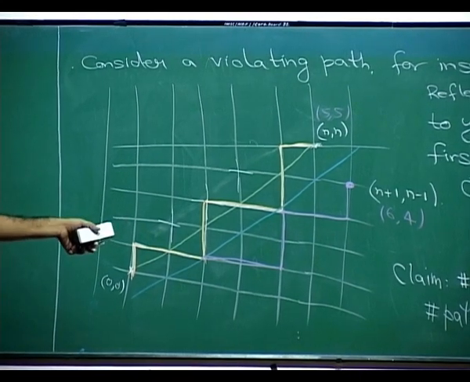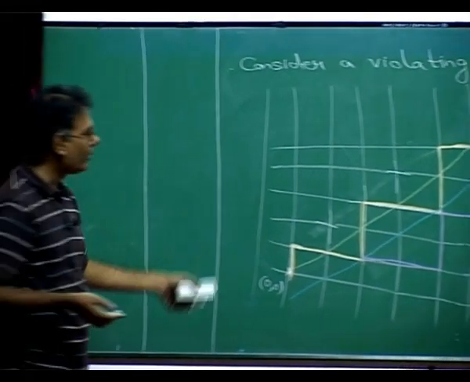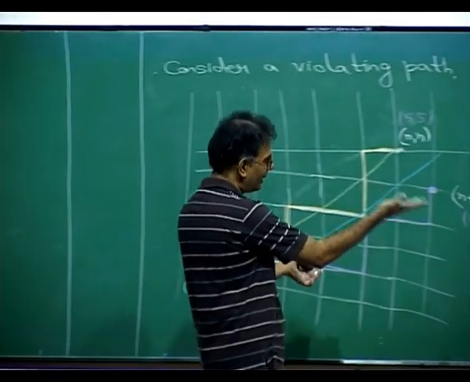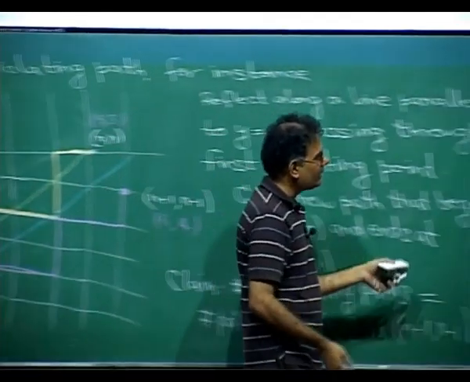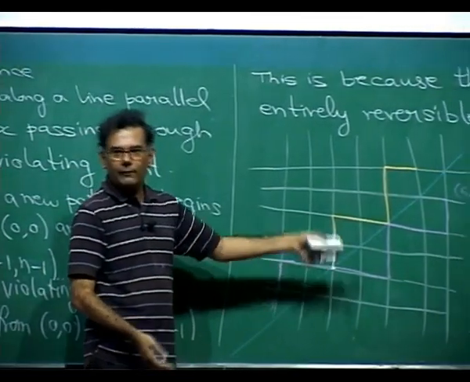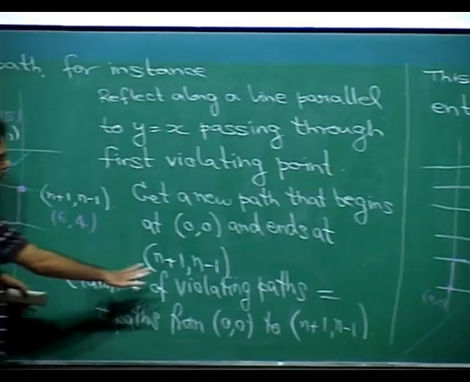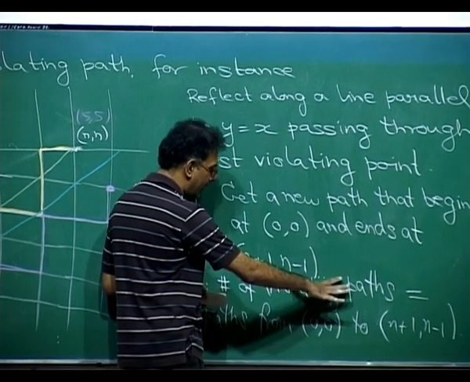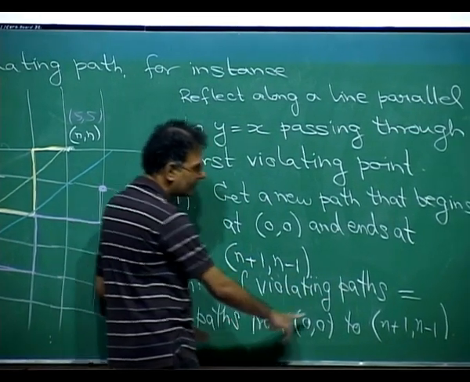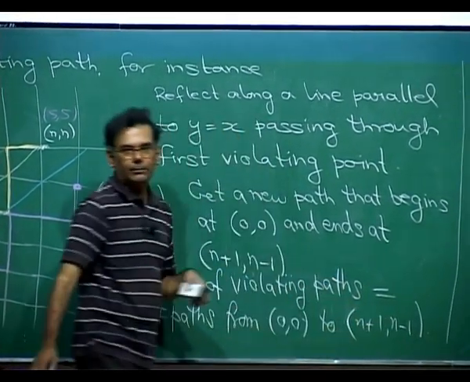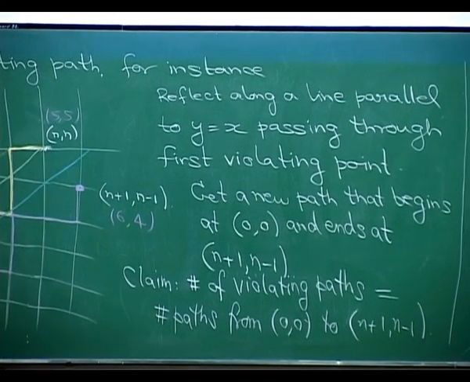This is an example I did, but one has to justify a little bit more carefully that this procedure, it's the same proof, right? This procedure is always reversible and will always give you a violating path. So in some way I have matched up the set of all violating paths with the set of all paths from 0, 0 to n plus 1, n minus 1, and that is the key thing.